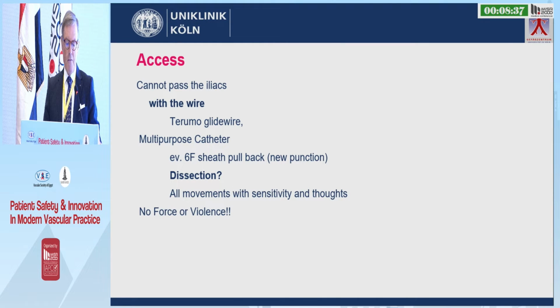If you have an access problem and you cannot pass the iliacs with your standard wire, then you should change it to a Terumo glide wire, because that is easier to introduce. And don't forget to use the multipurpose catheter in order to get the right angle. If that doesn't help, then you should pull back your sheath, and you should suspect that you have a dissection, and maybe you have to do a puncture. And please, no fighting with the vessel. You have to treat them as if they were your mother-in-law.